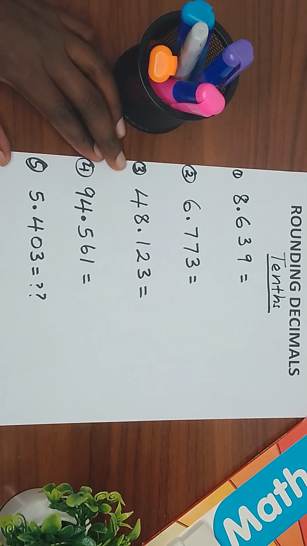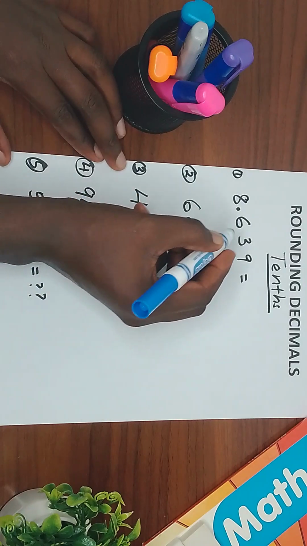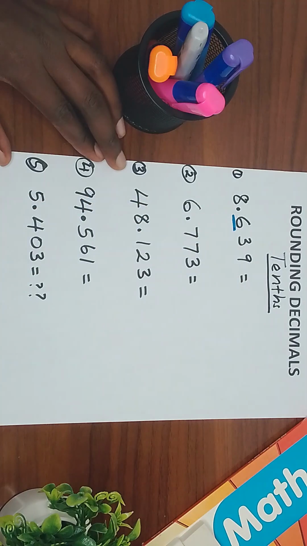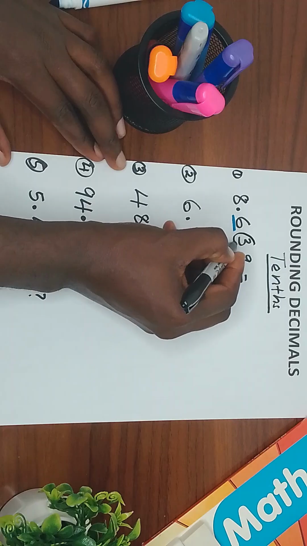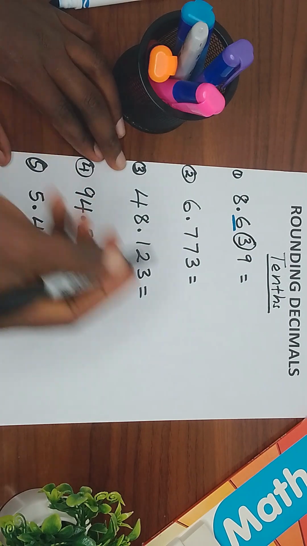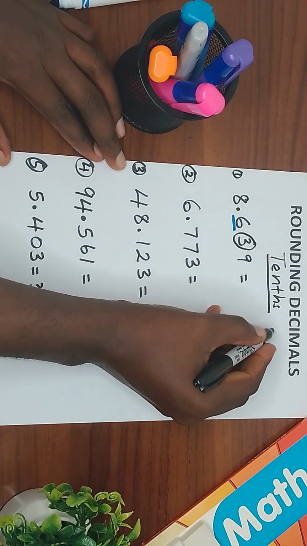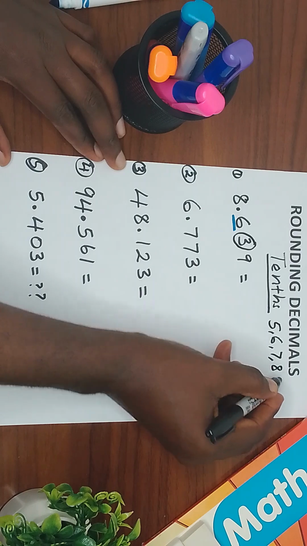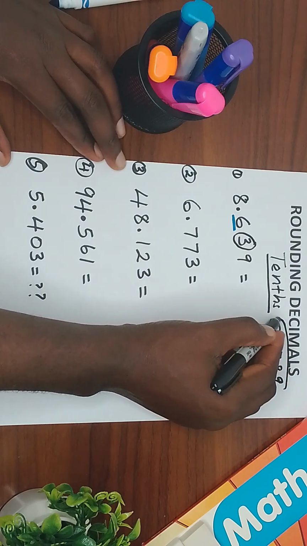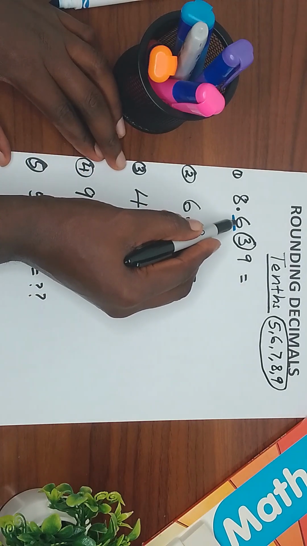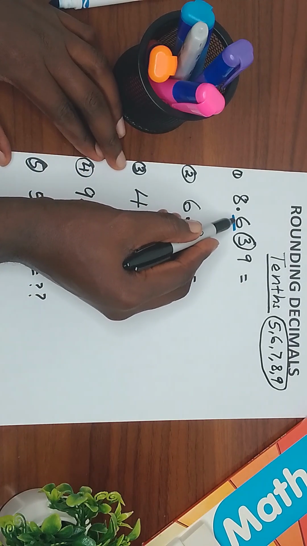Now, the number here which we want in the place value of tenth is 6. But then we look at the next number. The next number is 3. When we are rounding off numbers, we look at the next number. If the next number is 5, 6, 7, 8, or 9, we round the number up. In other words, we add a 1 to the number in that place value that they are asking for.